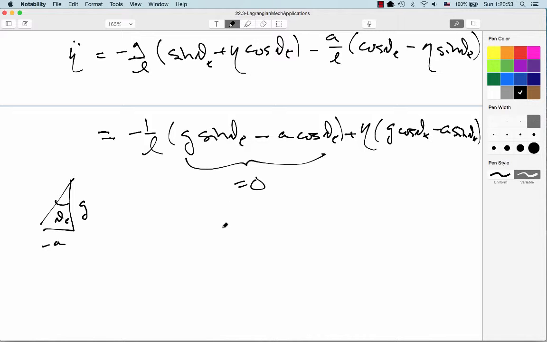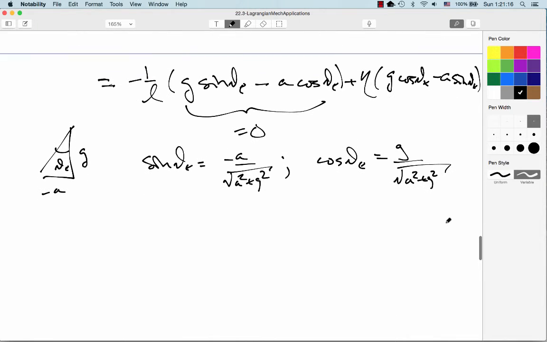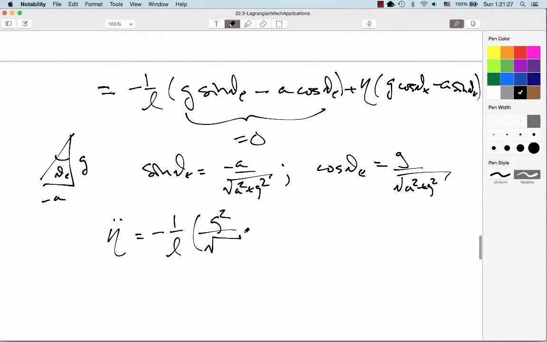So we can replace the sine of theta equilibrium with minus a over root a squared plus g squared. And the cosine of theta equilibrium everywhere we can replace with g over root a squared plus g squared. So we'll substitute accordingly. So eta double dot equals minus 1 over L, g squared over the root plus a squared over the root, eta.